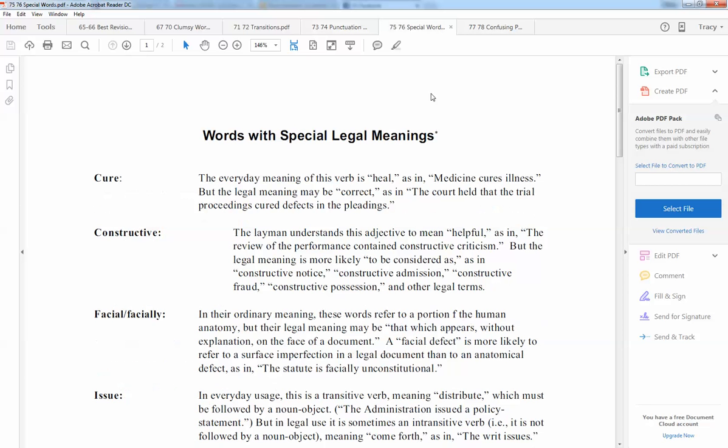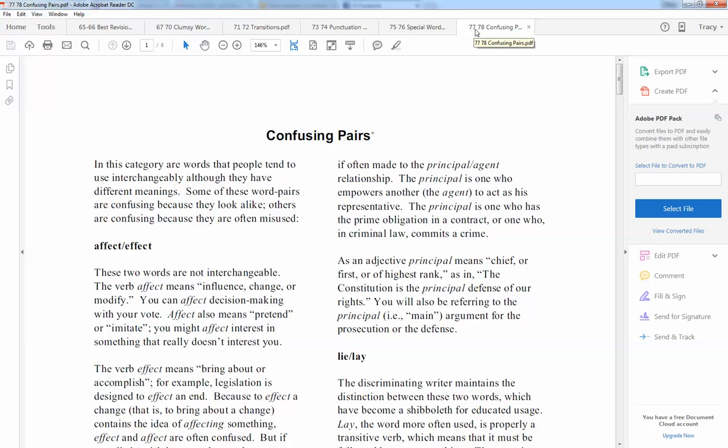The next list, Words with Special Legal Meanings, comes from a book called Effective Legal Writing by Gertrude Block. And this covers words that you should use only for their legal meanings and not for their common colloquial meanings. And then the final document is a list of confusing pairs.